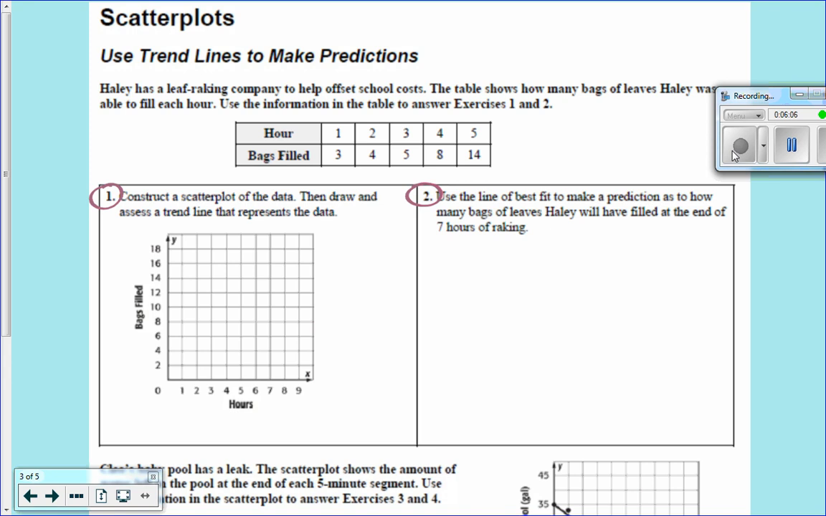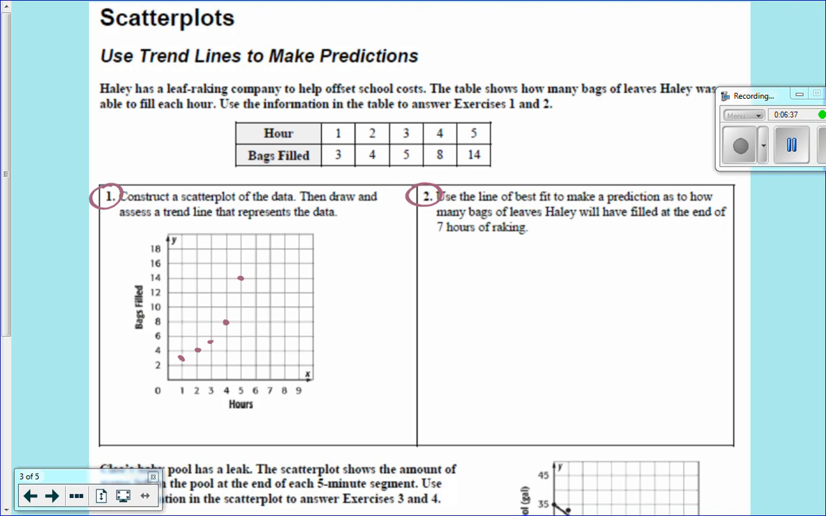All right, so we're going to construct a scatter plot. At 1 hour, 3 bags; 2 hours, 4; 3 hours is 5; at 4 hours. And you know each hour she should be having more bags, right? Yeah, so that should be a correlation, right? And at 5 hours, it's 14.